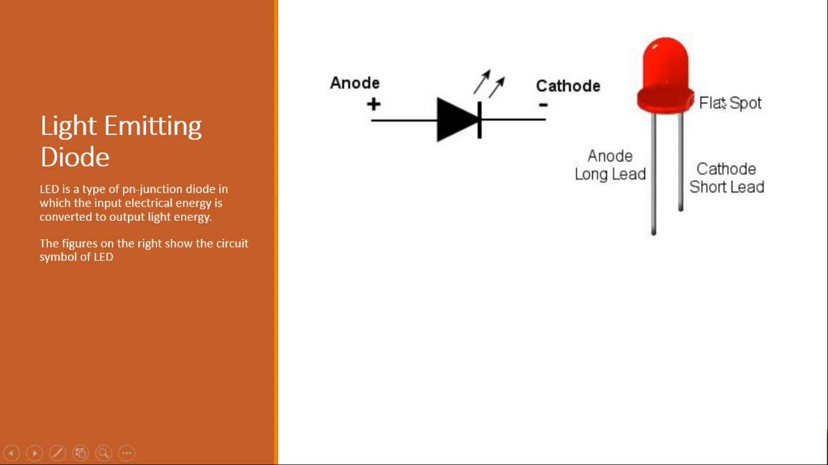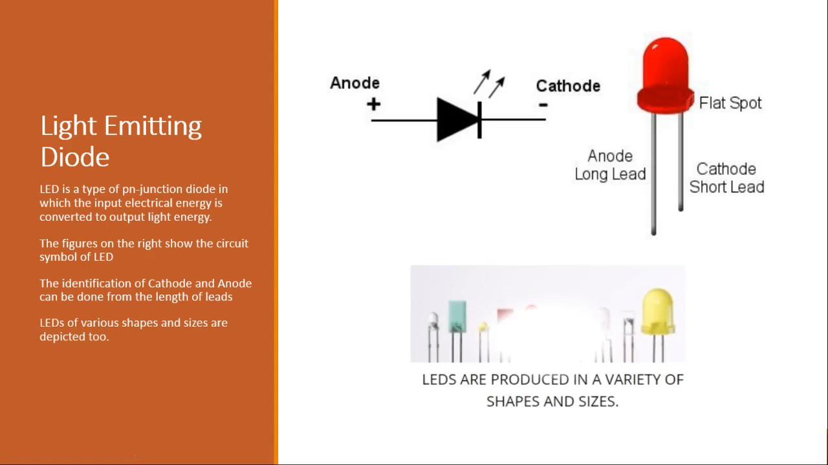This is the actual diagram of the LED. You can identify the leads of the diode, which one is the anode and which one is cathode, from the length of the leads. The longer one is anode and the shorter one is cathode. LEDs are also available in various shapes and various sizes and of various colors. So, you can see here LEDs of red color, even white color, yellow, blue, etc.